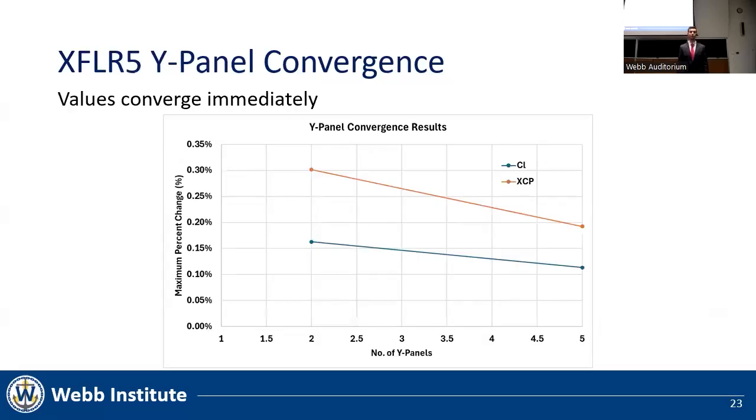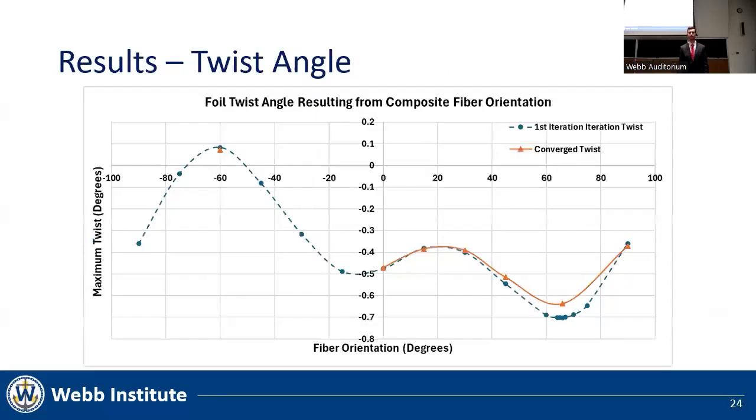For the number of Y panels needed for the simulation, the convergence study showed that the values converged immediately with one Y panel over the span of the foil. As a result, one Y panel was used for the analysis.